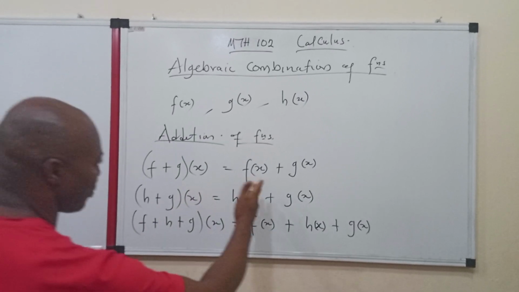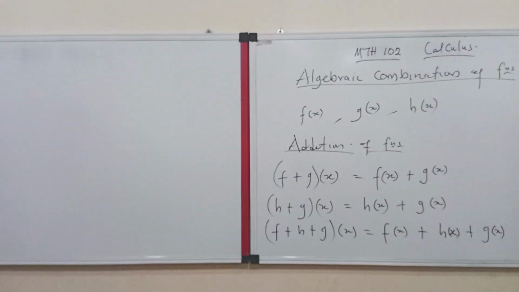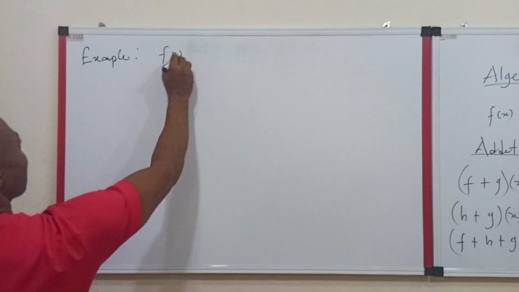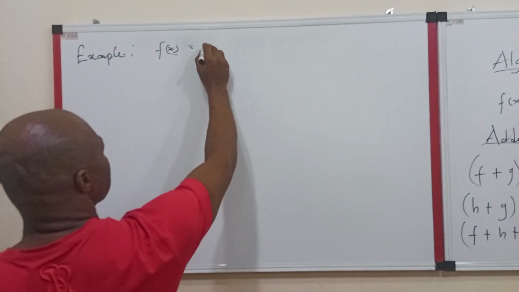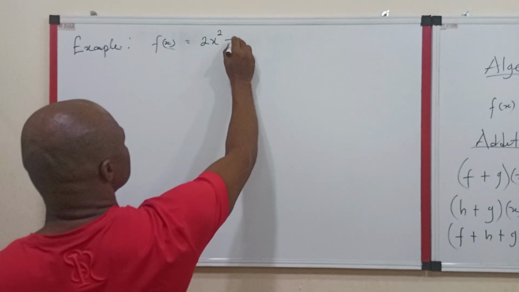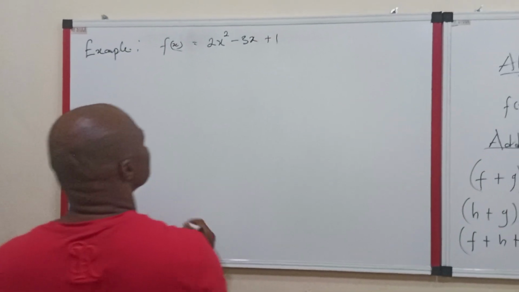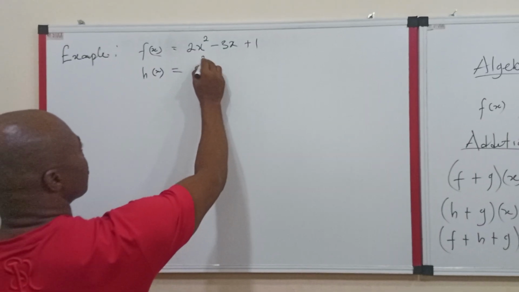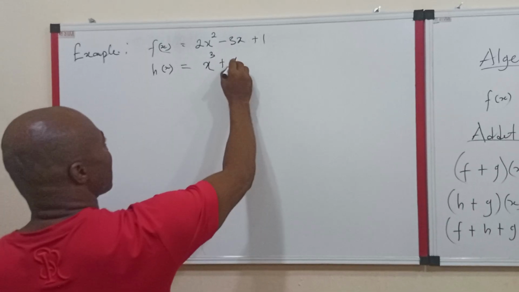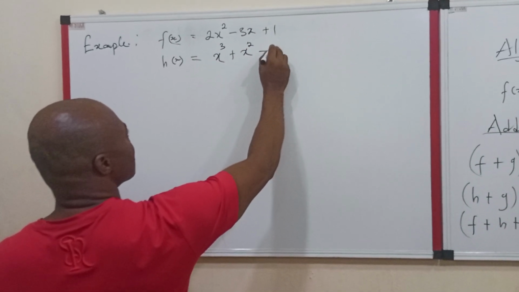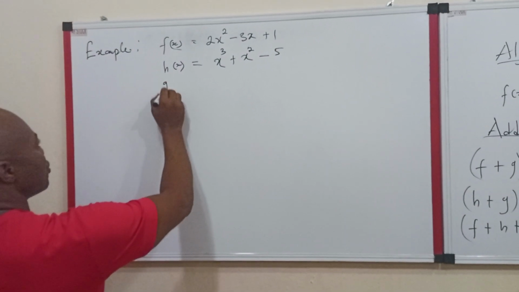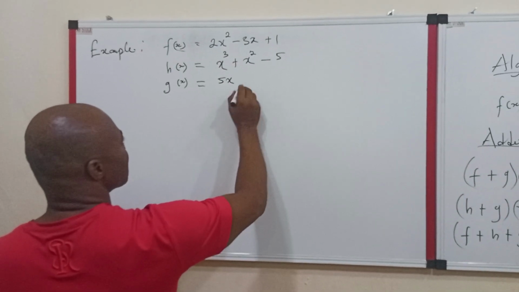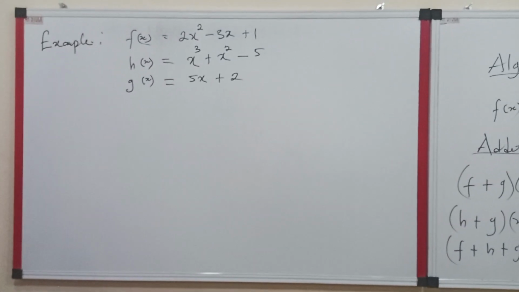Now let's consider some examples with these that we have. For example, if we have f of x given as the function 2x squared minus 3x plus 1, and h of x as x raised to power 3 plus x raised to power 2 minus 5, and let's say our g of x is equal to just 5x plus 2.